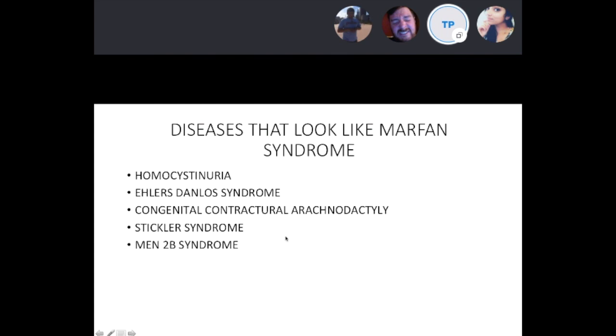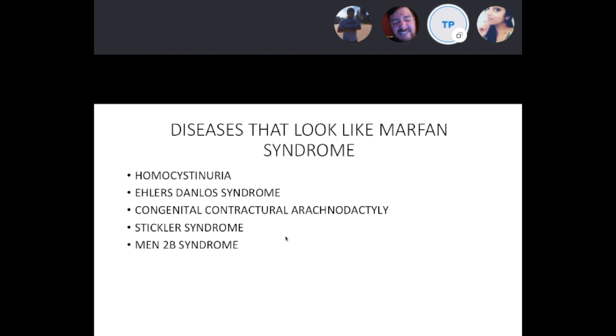And okay, and then just some integration as the last piece is diseases that look like Marfan's. We have homocystinuria, which is a methionine metabolism issue, and the difference is that their defect is lens dislocation as well, but they have a downward dislocation, so they can't look up instead.